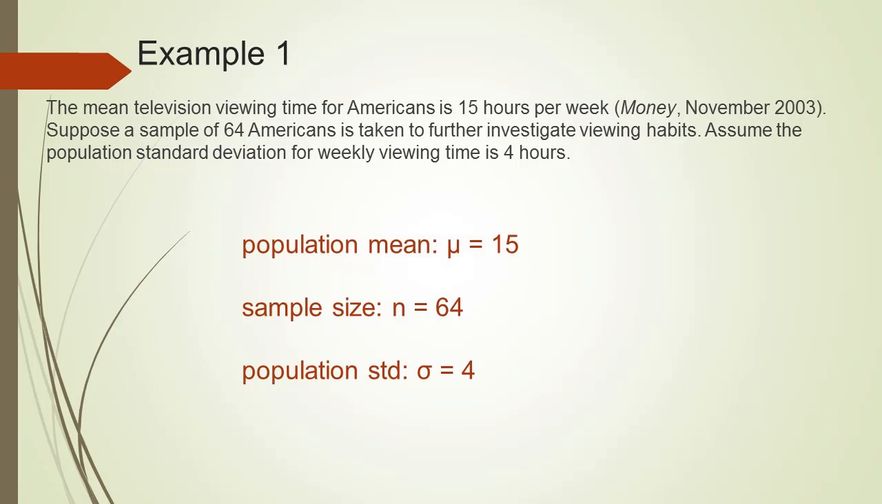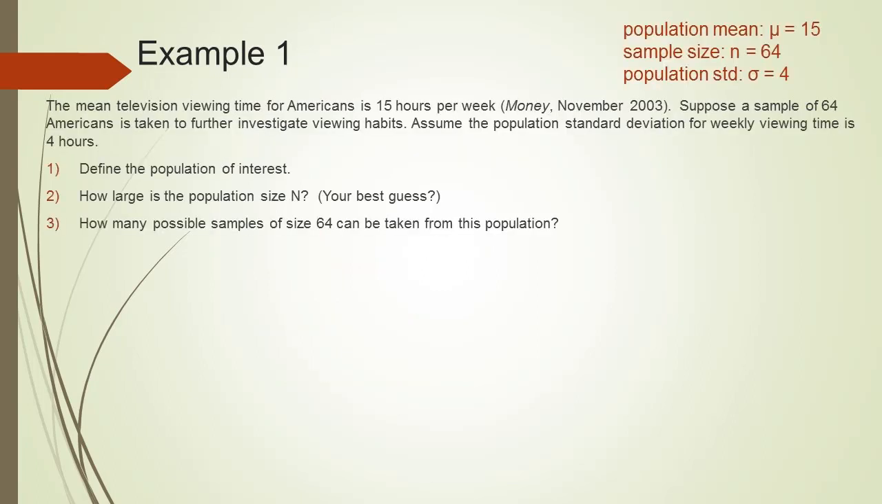Sample size n is 64 because 64 Americans were selected. Population standard deviation is 4, so sigma is 4. For question 1, the population of interest is all Americans in year 2003.